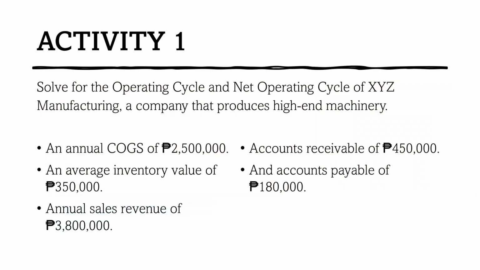Now it's your turn to calculate the operating cycle and net operating cycle for NYC Manufacturing, a company specializing in the production of high-end machinery. Feel free to pause the video momentarily to provide your answer.